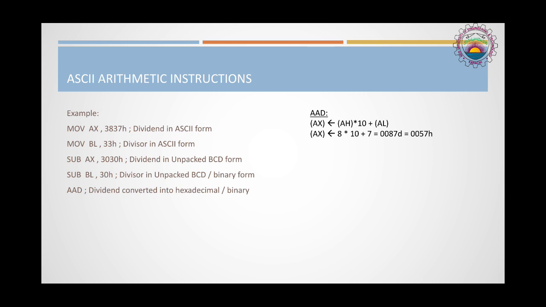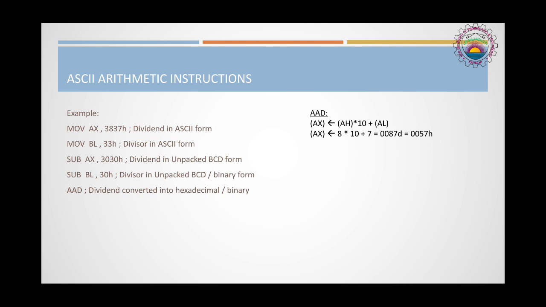So AAD will be multiplying AH with 10 decimal and will be adding the value of AL with that value. So you are having 8 in AH, so that will be multiplied by 10, so that will become 80, plus the value of AL is having 7, so 80 plus 7, 87, that decimal value will be present within AL after execution of AAD instruction.